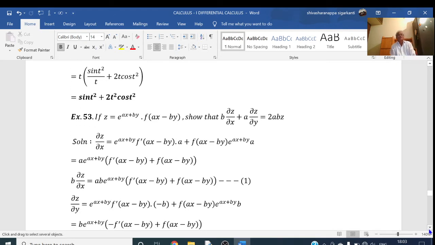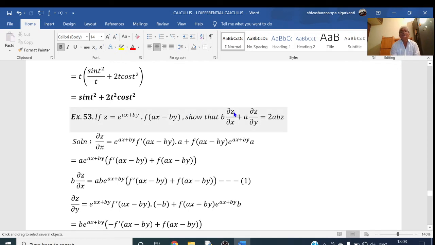Next example is on partial derivatives. If z equal to e power of ax plus by into f of ax minus by. So that f means it is any function. Maybe sin of ax minus by, cos of ax minus by, tan of ax minus by, some function of ax minus by.